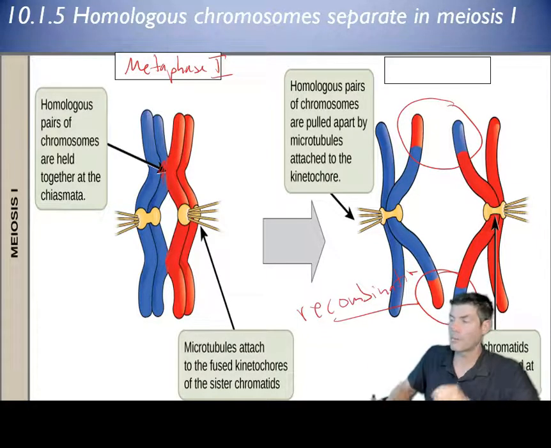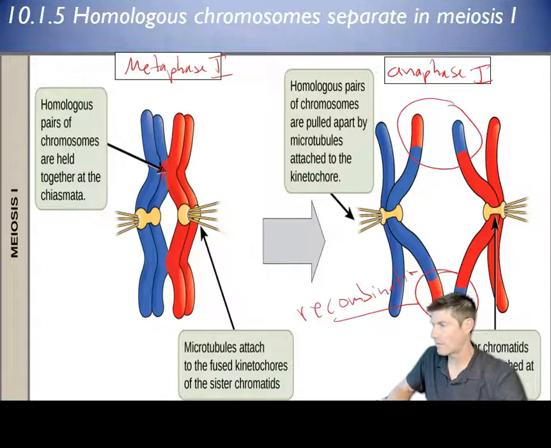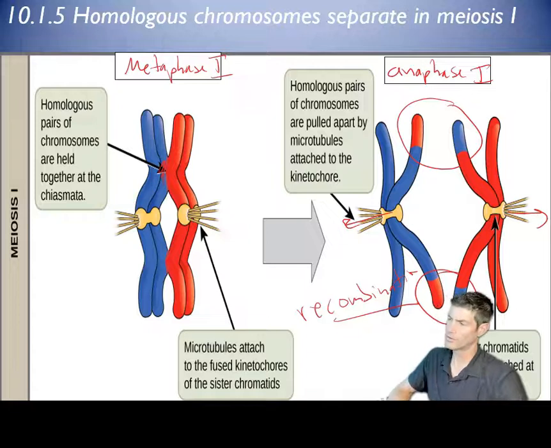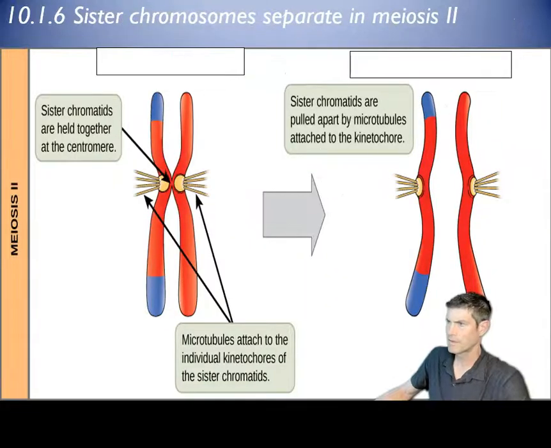Remember the phase where they pull apart, that's anaphase. Anaphase 1, they're pulling apart. Now remember, once this happens, they're not being pulled; they walk themselves along these microtubules. So once we're here, we're moving from 2N to N. Just gotta remind yourself of that.